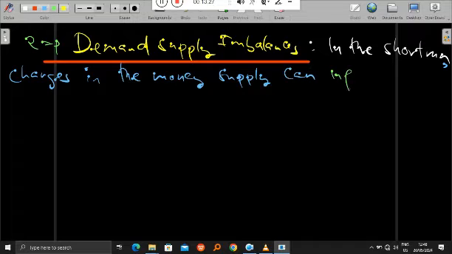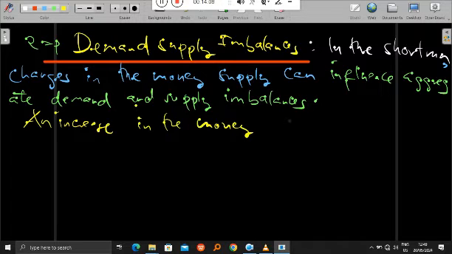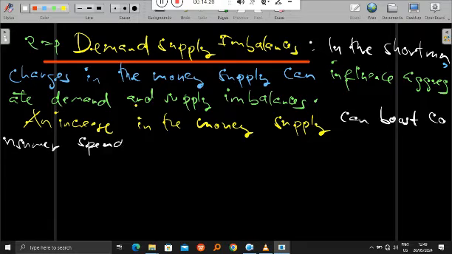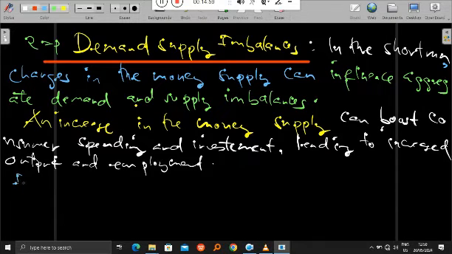Another reason the classical dichotomy might be considered irrelevant during the short-run time period is demand-supply imbalances. In the short run, changes in the money supply can influence aggregate demand and supply imbalances. An increase in the money supply can boost consumer spending and investment.